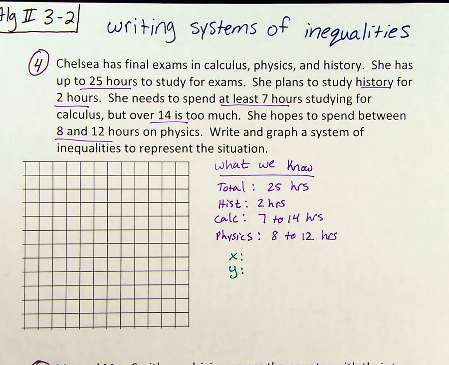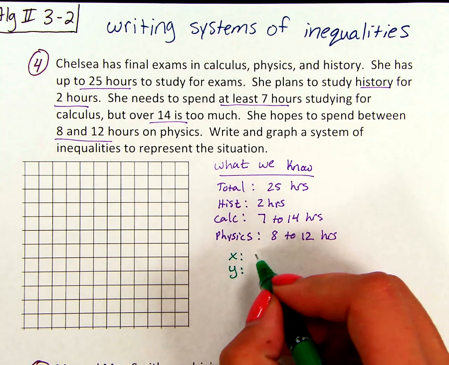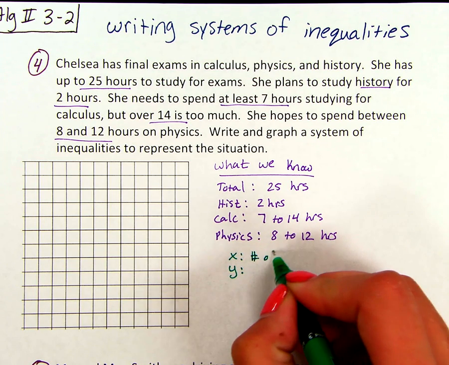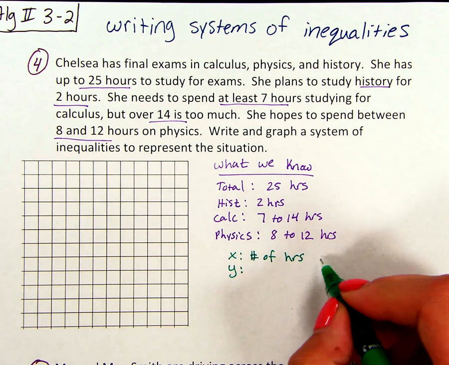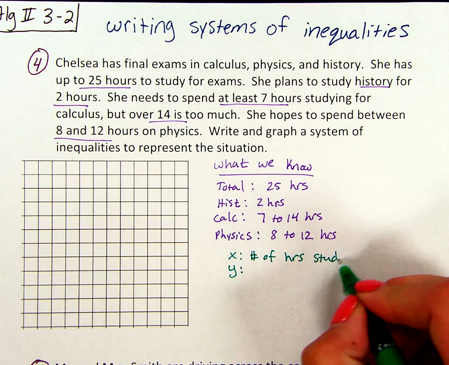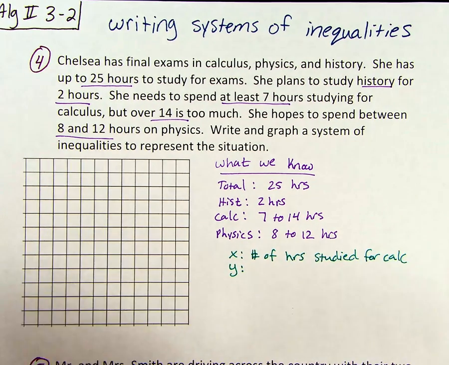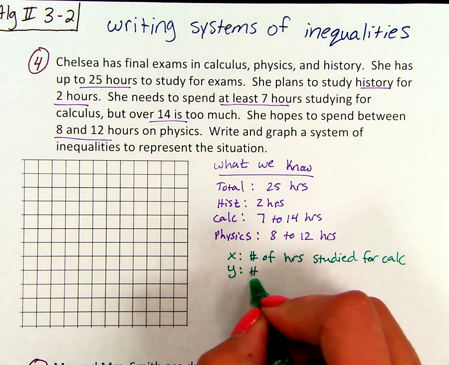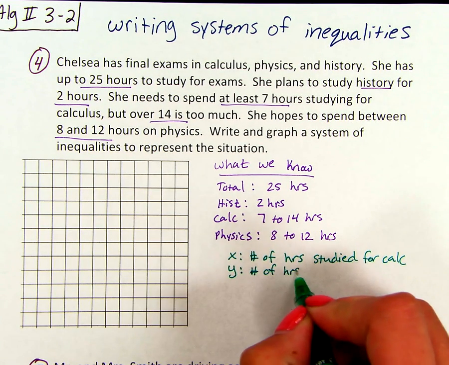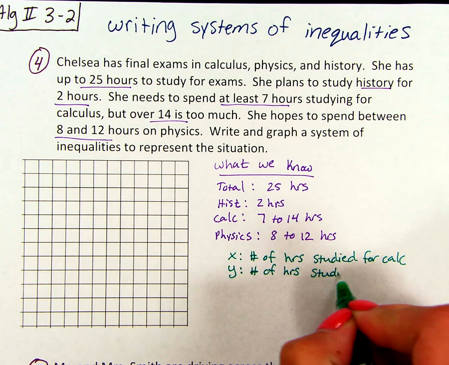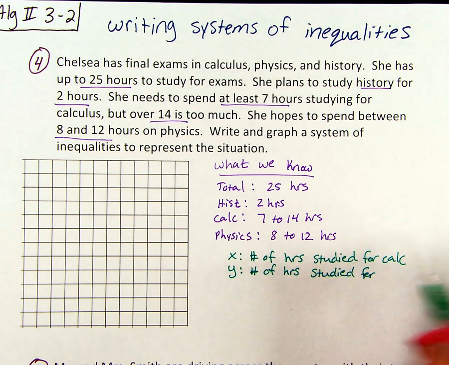So I'm going to have x represent the number of hours studied for calculus. Okay, so number of hours studied for calc. And then we're going to have physics be the y. So again, number of hours studied for physics.